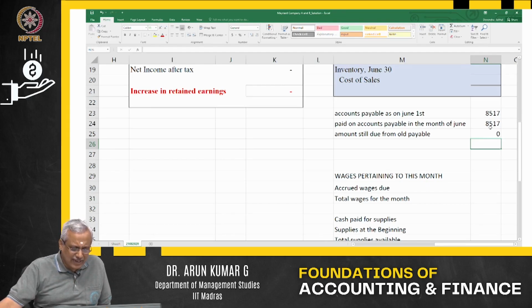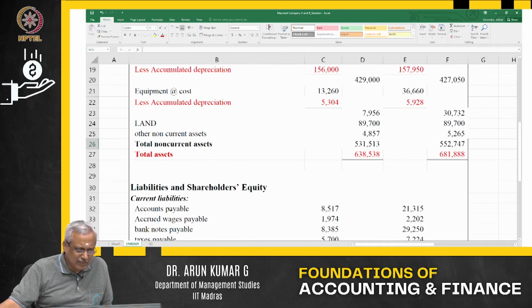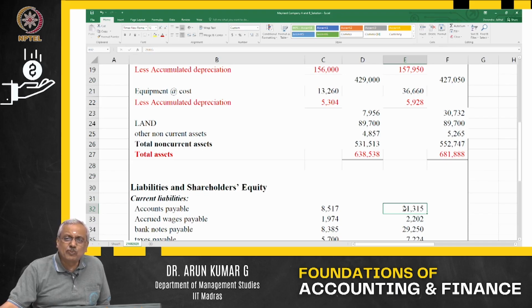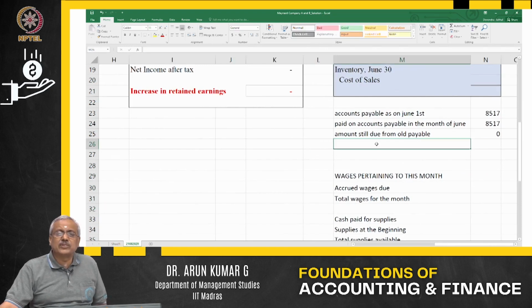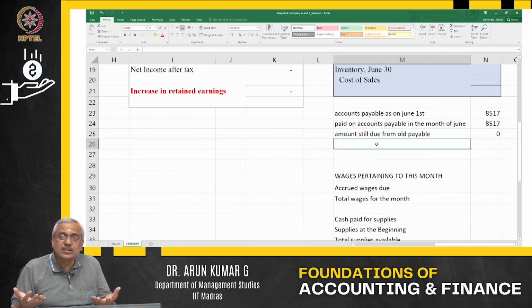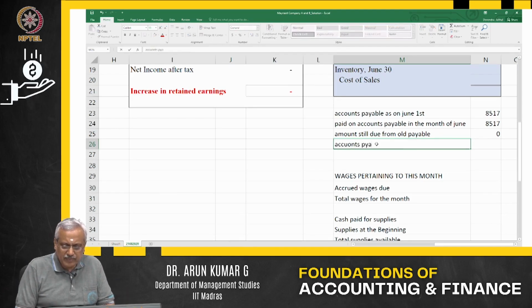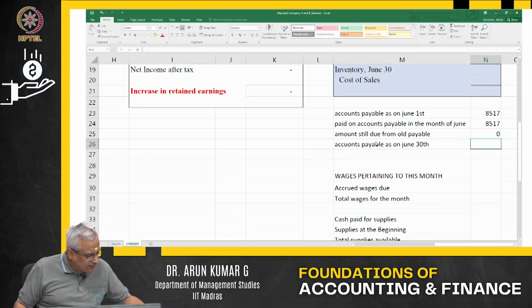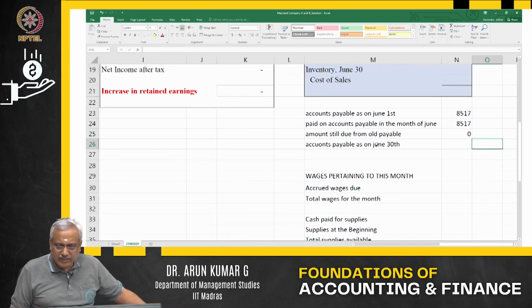Now I will go to the end of the month, and at the end of the month I see there is a payable of 21,315. I still have to pay 21,315. Why do you have to pay 21,315? You still have to pay 21,315 because you have made a purchase to that extent. So accounts payable as on June 30th is 21,315.